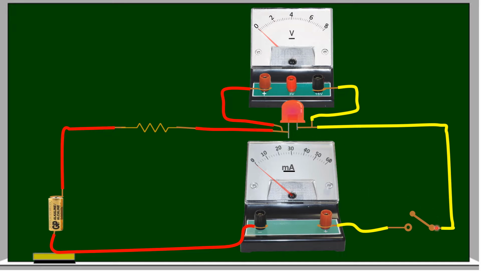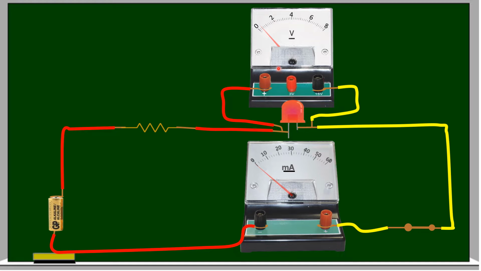Now I will close the switch here. Then what happens? You see here, no current is flowing in the circuit. That means LED does not conduct. It's not allowing current to pass through it.